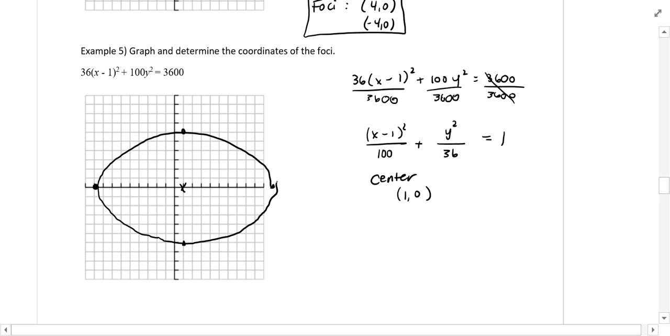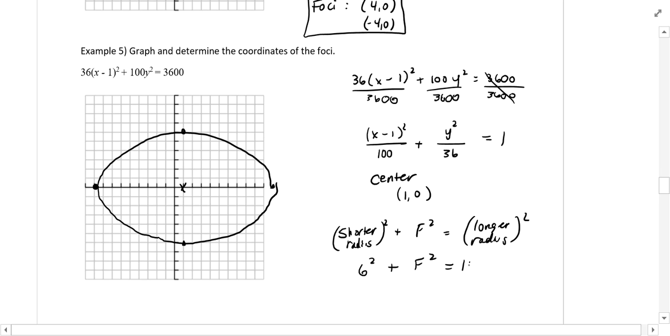Okay, so there's our graph. The larger they are, the worse they look. Just how my graphing ability is. So now I'm going to do my shorter radius squared plus foci squared is equal to longer radius squared. So shorter radius is 6 squared, f squared, 10 squared.